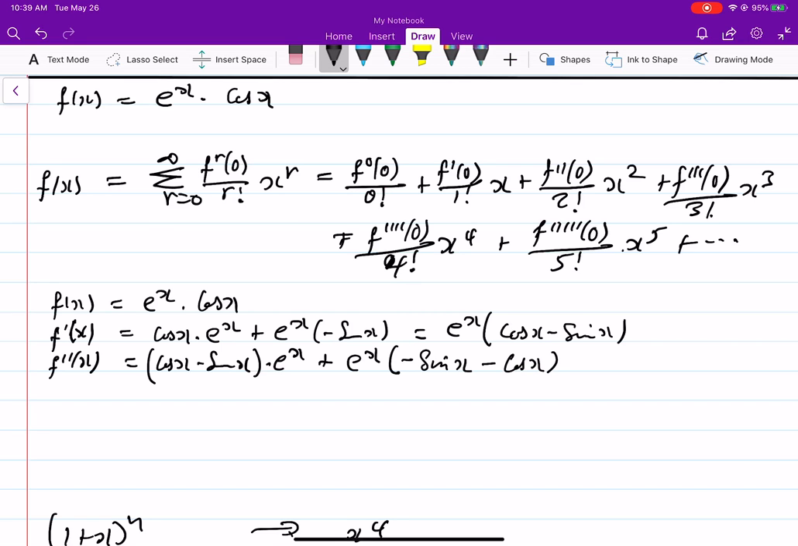All right, let me tidy this up a bit. If I factor the e to the x on the outside, what's left on the inside? It will be cos x minus cos x, that would disappear. And minus sin x would be minus 2 sin x. I think I'm right. So I'll write this as minus 2 e to the x times sin x.